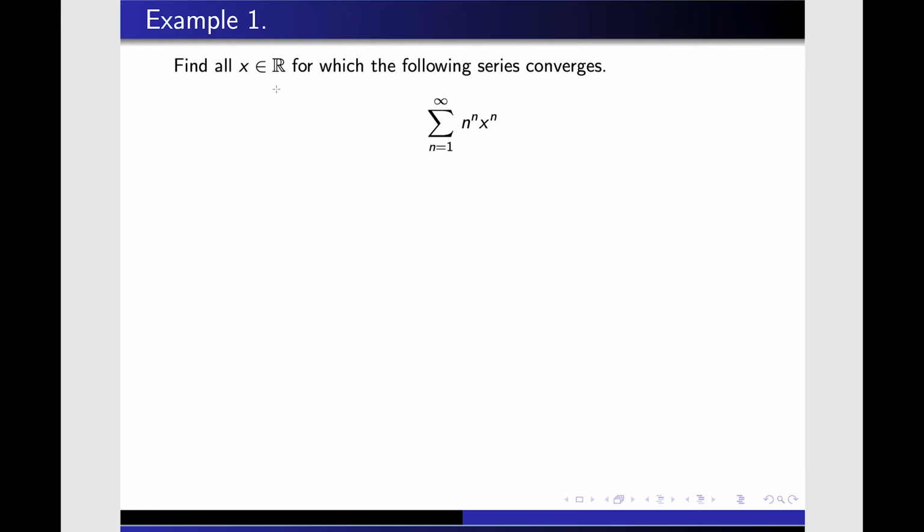Find all the real numbers for which the following series converges, and this series has the following terms: n to the power n, x to the power n. So we want to find all the x that I can replace this x with to get a series that converges. We can run here the ratio or the root test, right? The term here looks like this: nx to the power n.